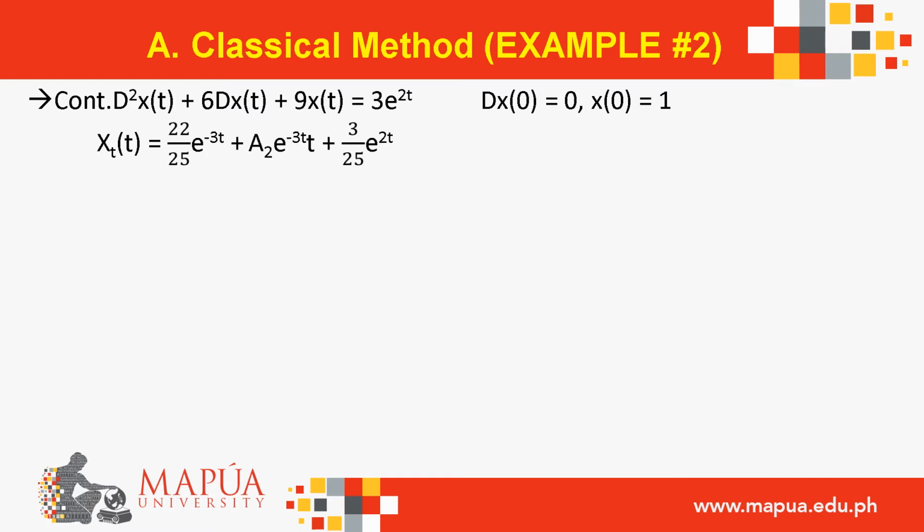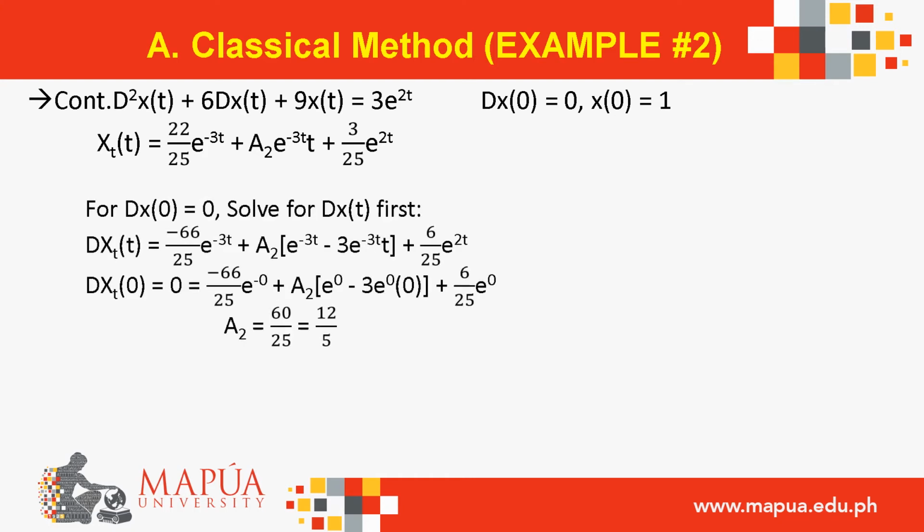x of t is equal to 22 over 25 e raised to negative 3t plus a sub 2 e raised to negative 3t multiplied by t plus 3 over 25 e raised to 2t. Getting the derivative using differentiation, we will get negative 66 over 25 e raised to negative 3t plus a sub 2 multiplied by the group e raised to negative 3t minus 3 e raised to negative 3t multiplied by t plus 6 over 25 e raised to 2t. Substituting the value of t for the equation and equating it to 0, we will obtain the value of a sub 2 equal to 12 over 5.